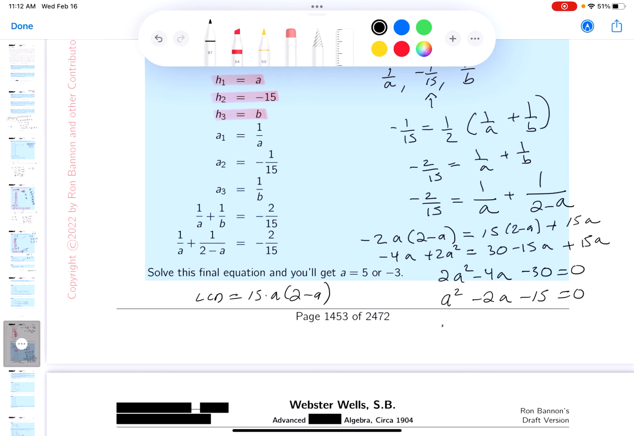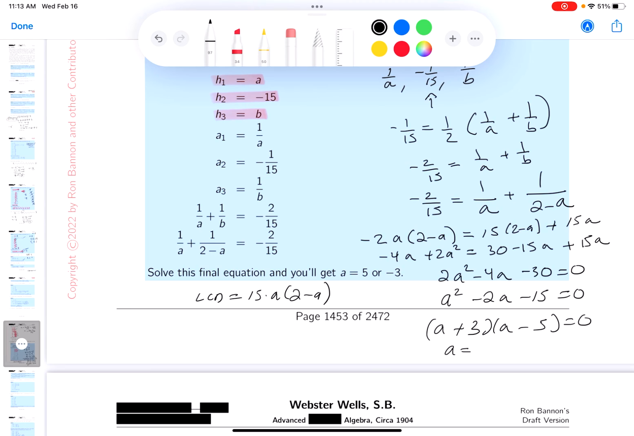And then what do you get there? A and A. You're going to get a 3 and a 5, minus 5 plus 3. And that works out. You do get A squared. You get minus 5 plus 3, which is minus 2. And you do get minus 15. That works out beautifully. So the A is what?